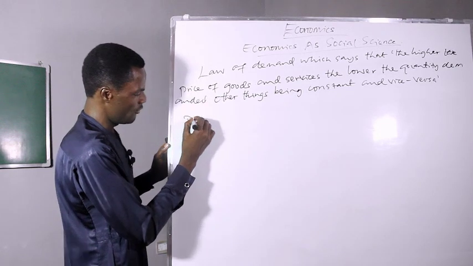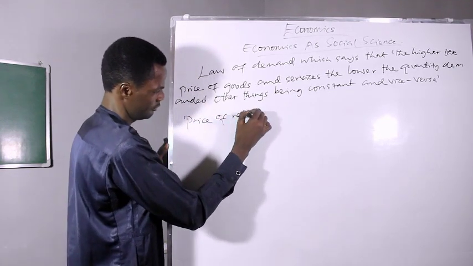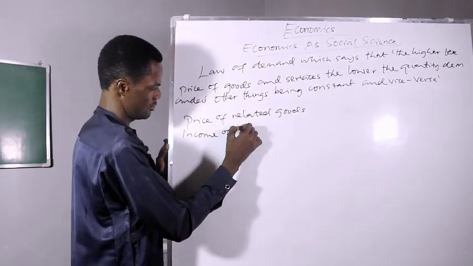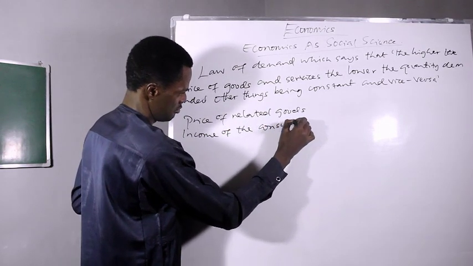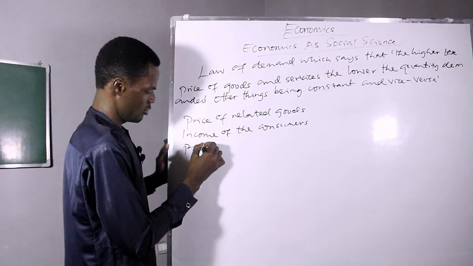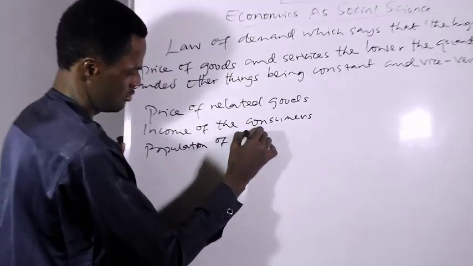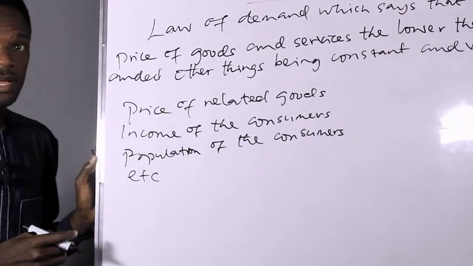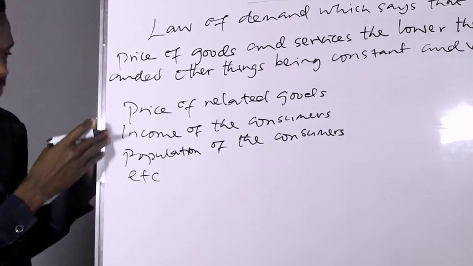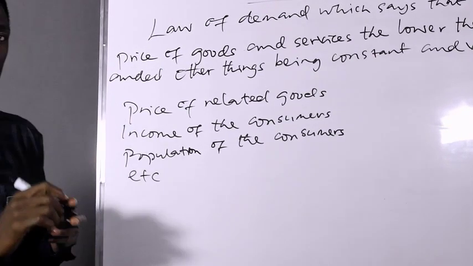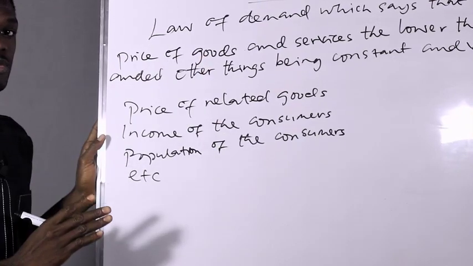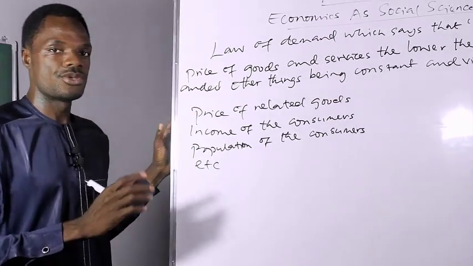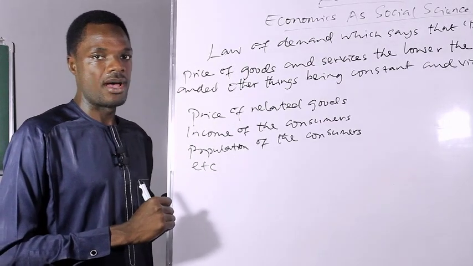For example, the price of related goods, income of the consumers, population of the consumers, and etc. Now, unless these factors are the same or unchanged, this law will not be true. But if they are constant, that means nothing is happening to them, the law will be true. So this is one example of the laws we have in economics.